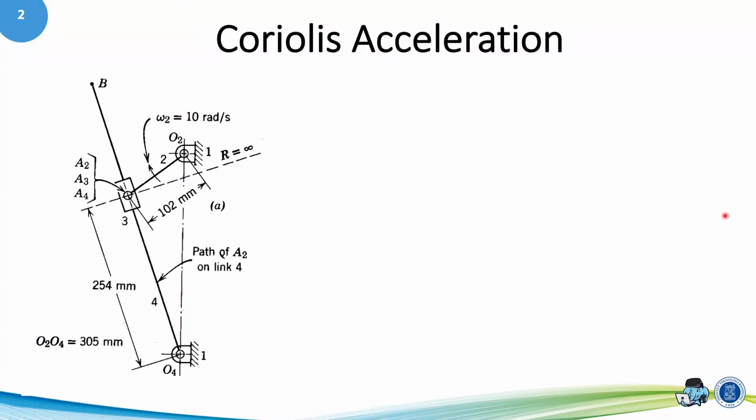In the previous segment, we already discussed the concept of the Coriolis acceleration and we also learned how to determine the direction of Coriolis acceleration. In this segment, I will give you a sample on analyzing the mechanism that has the coincident point. First, we will do the acceleration analysis of this mechanism. Prior to acceleration analysis, we must conduct the velocity analysis.